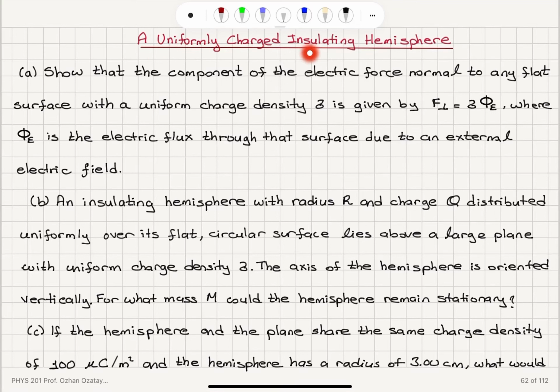A uniformly charged insulating hemisphere. Part A. Show that the component of the electric force normal to any flat surface with a uniform charge density sigma is given by F perpendicular equals sigma times the electric flux phi E through that surface due to an external electric field. Okay, so let's worry about this part.